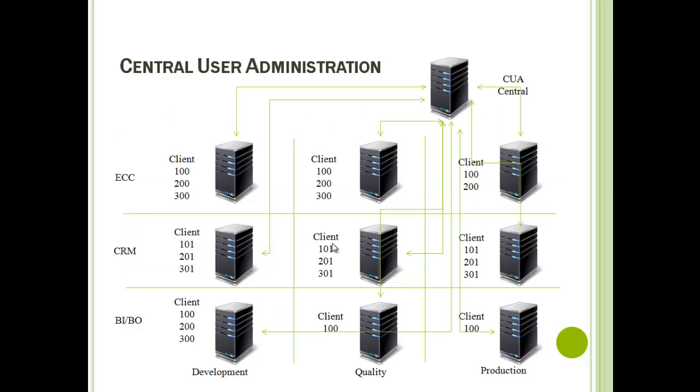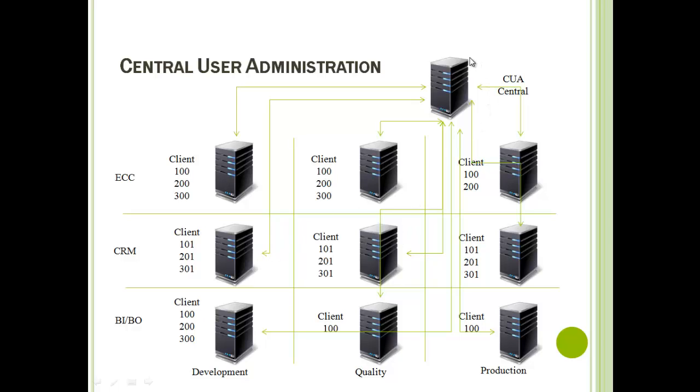Okay, let's say this is the architecture of a central user administration landscape. So you have a CUA central client, which is called the parent client, which has all the user master records in this landscape. However, you can define in this system which user is present in which system and what individual role is to be assigned in each system.